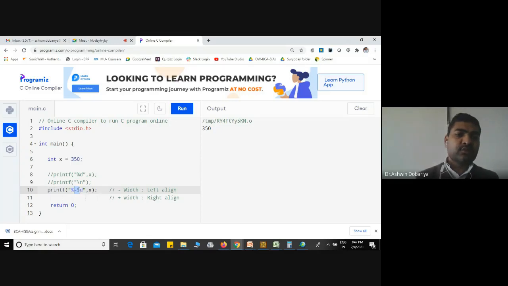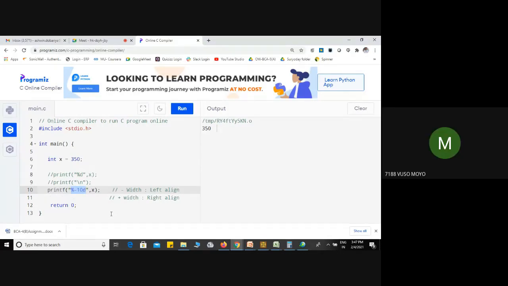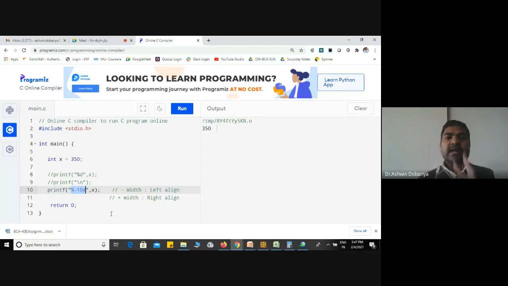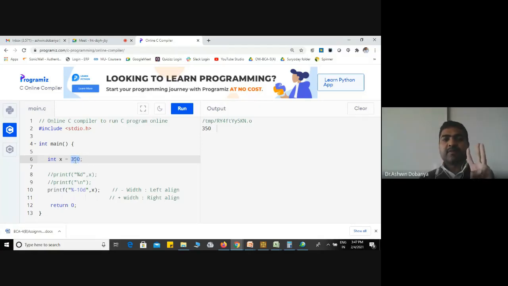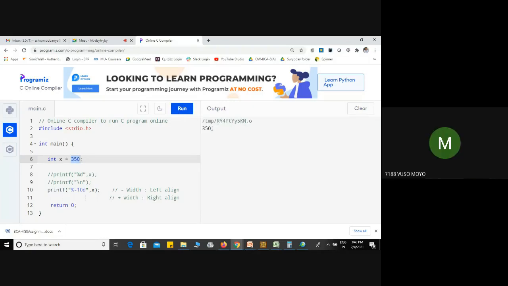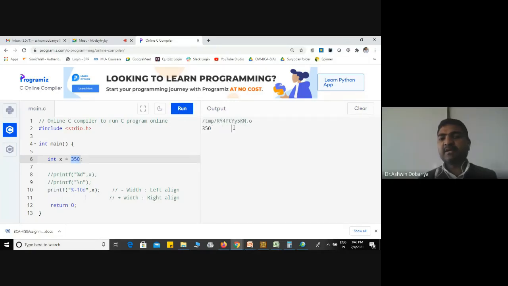Now let's give more width here, -10. Now what do you mean by -10? -10 means total width is 10. Yes, sir. And out of total width, how many digits will print? 3 digits will print at the left hand side, and how many total spaces will be displayed? 7, sir. 7 spaces will be displayed, and the cursor is blinking at the last.